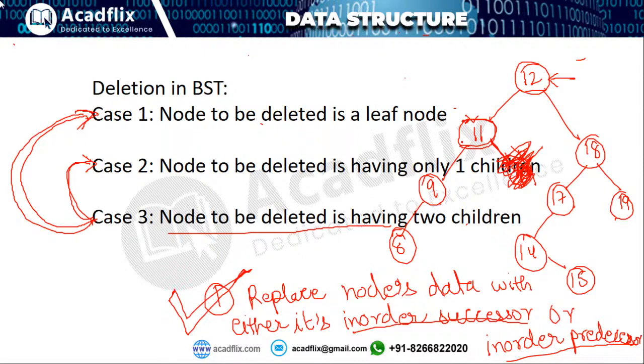Okay, fine. So we were on this particular thing now, that what we can do is that we can reduce this particular case third to either case 2 or case 1. And how do we do that? By performing this particular step, that is to replace the node's data with either its in order successor or its in order predecessor.